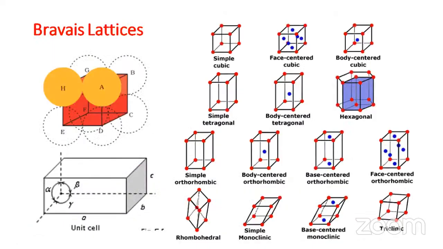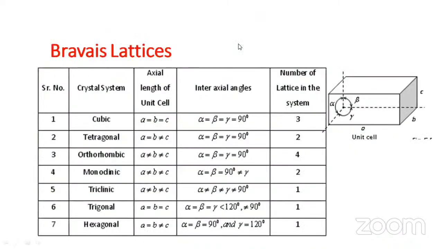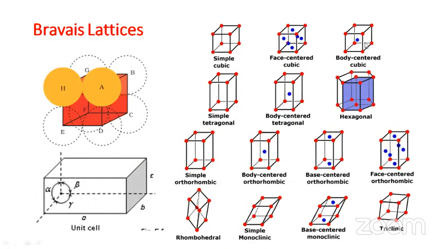You can see this figure. From this figure, see these are the 14 Bravais lattices. In the cubic systems, there are 3 cubic systems. Just keep in mind that the simple primitive unit cell is common in all the crystal systems. Simple cubic is common to all the geometrical crystal systems.